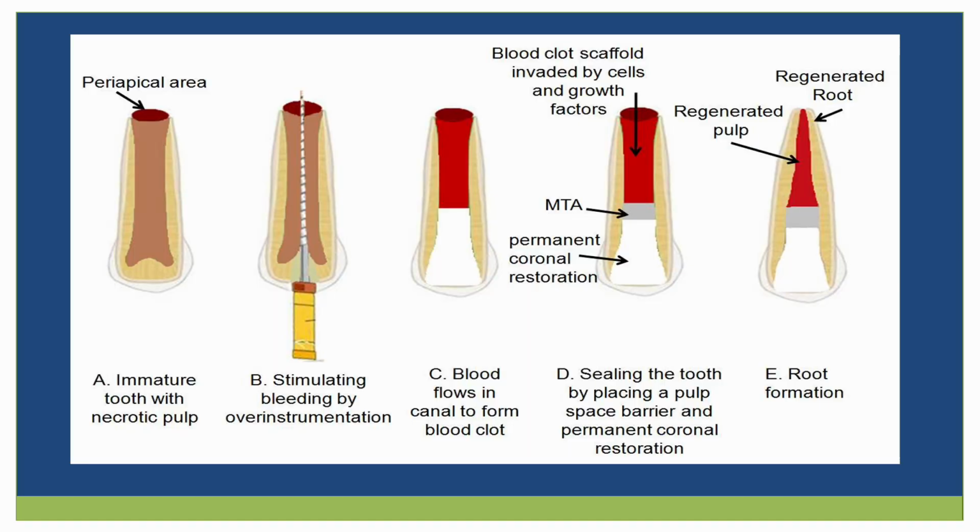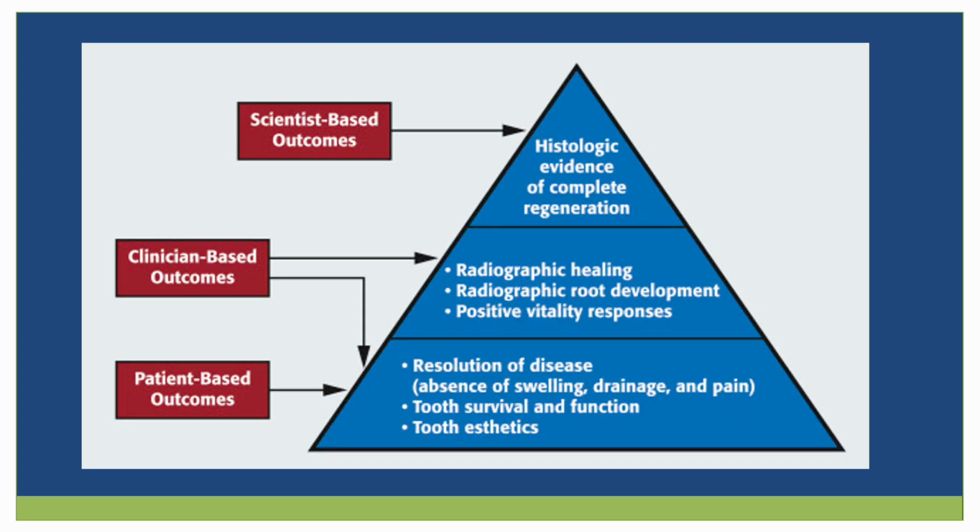So this is a case of an immature tooth with necrotic pulp. You will use a K file and instrument it beyond the apical foramen to stimulate bleeding, after which blood flows into the canal to form a blood clot, over which you will place MTA and a permanent coronal restoration. You will wait and observe for 4 weeks, then 6 months, 1 year, and even 2 years of review will be called to evaluate whether the root is regenerating and if there is a presence of regenerated pulp tissue.